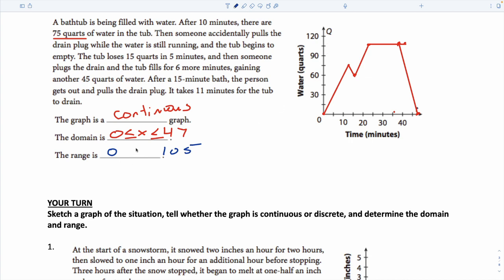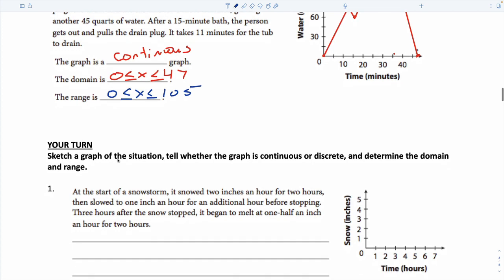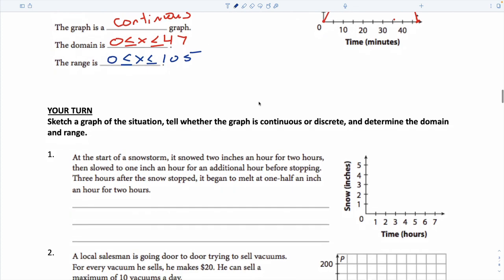That's fine. So your range is all the y values it could be. It can't be more than 105. It has to be more than 0. That's the range. Domain is down here.